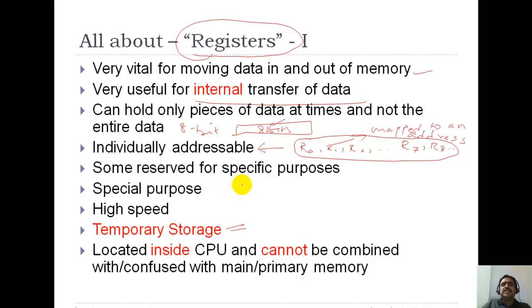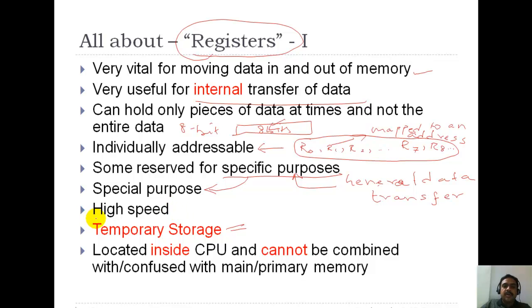Now, of all these registers that are available, not all are available for general data transfer. Some are reserved for specific purposes, and these are called special purpose registers. We'll see in future slides what these special purpose registers are. They vary from controller to controller or processor to processor.